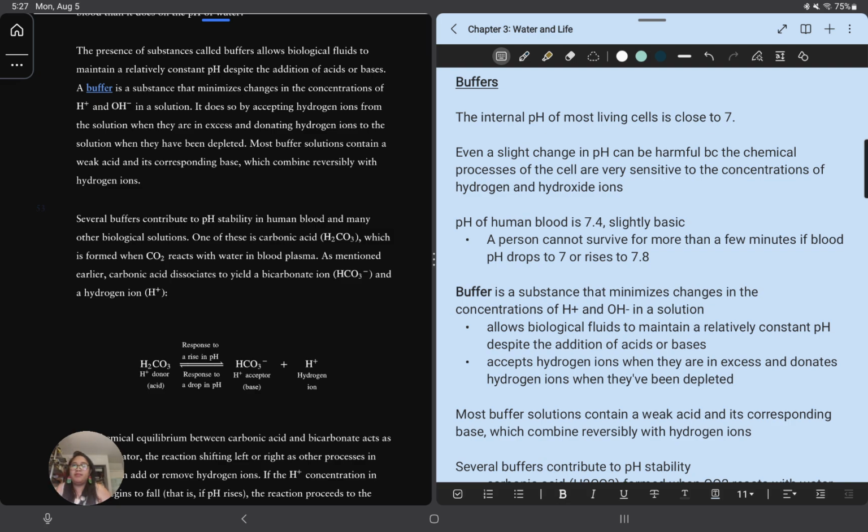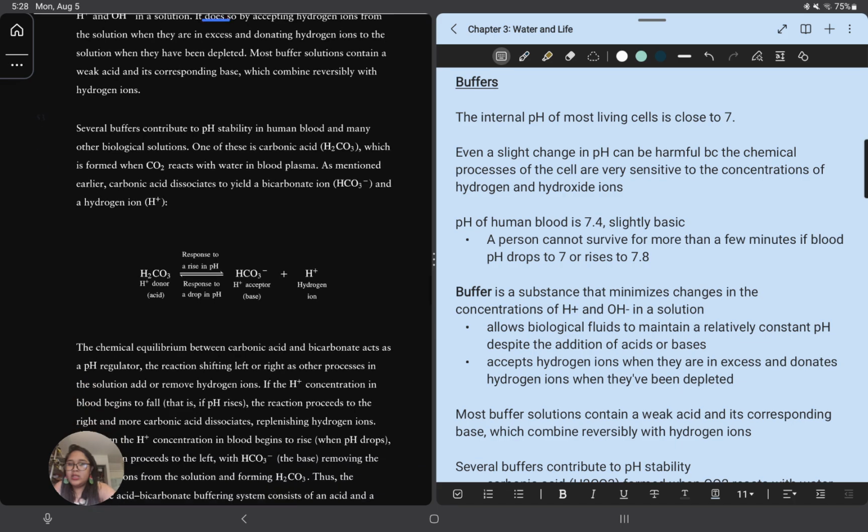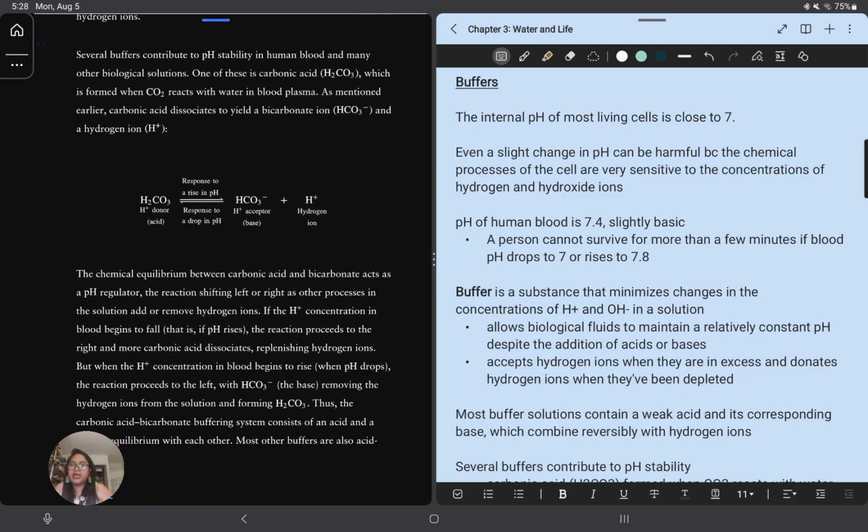The presence of substances called buffers allows biological fluids to maintain a relatively constant pH despite the addition of acids or bases. A buffer is a substance that minimizes changes in the concentrations of hydrogen and hydroxide ions in the solution. It does so by accepting hydrogen ions from the solution when they are in excess and donating hydrogen ions to the solution when they have been depleted. Most buffer solutions contain a weak acid and its corresponding base, which combine reversibly with hydrogen ions. Several buffers contribute to pH stability in human blood and many other biological solutions.